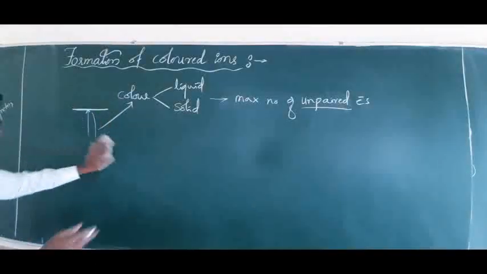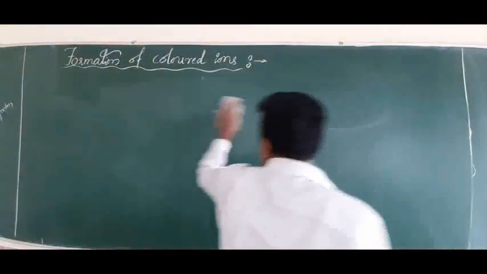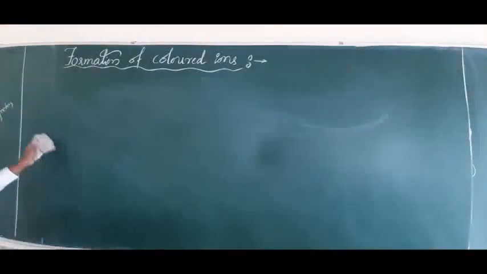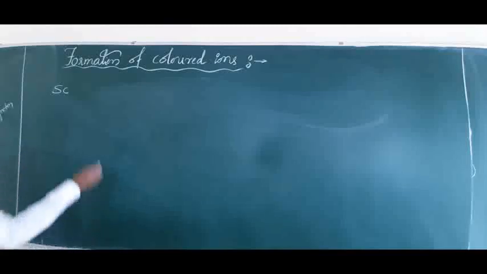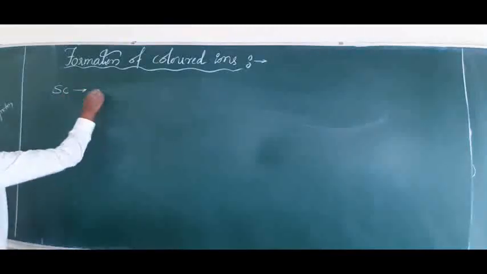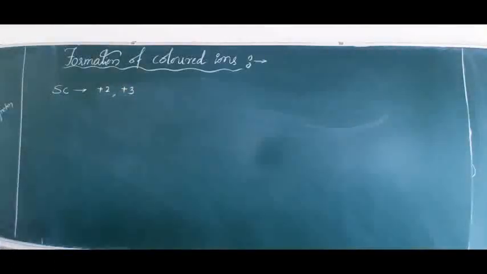So I'll start with the example of how these transition metals, their ions, show different colors. A very interesting component available is scandium. Scandium can exist, I think all of you know, in +2 and +3 oxidation states. Scandium is available in +2 and +3 oxidation states.